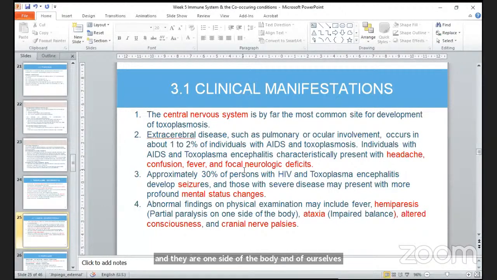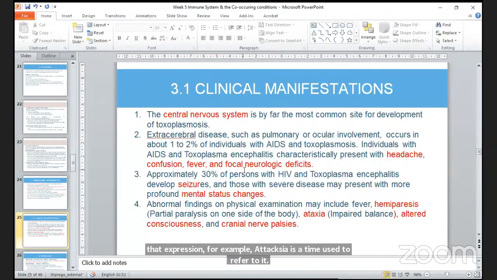Okay. Another one is ataxia, or impaired balance. You can enjoy the terms, but you don't have to use them in your exams or in your reading. I've tried to always give the true meaning, so you don't have to master the term, but try to understand and use the expression. For example, ataxia is a term used to refer to impaired balance. So impaired balance is a common thing with this kind of disease.